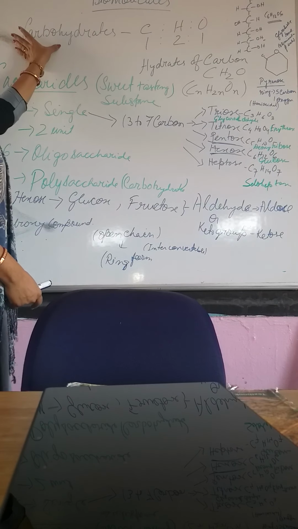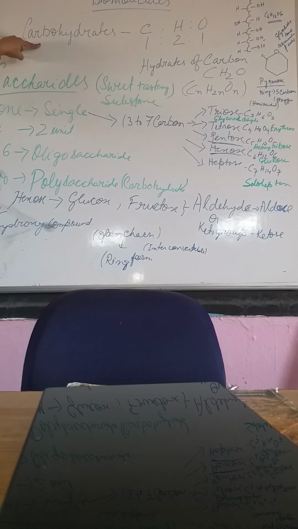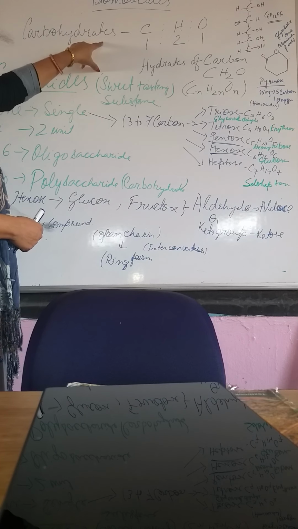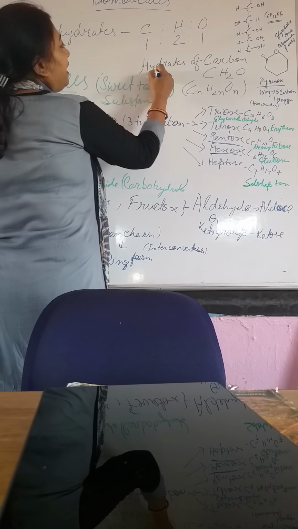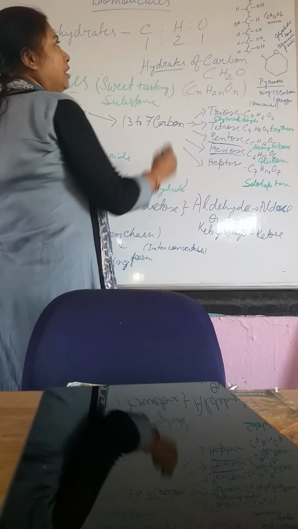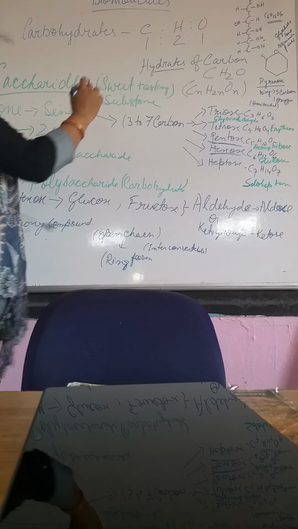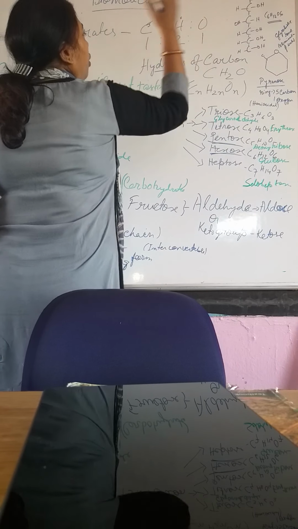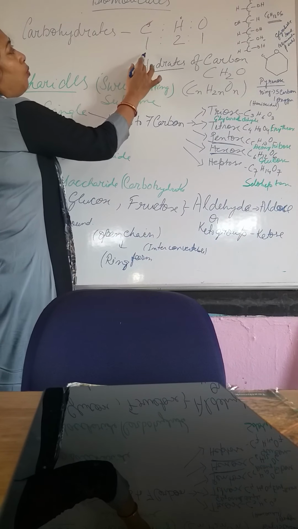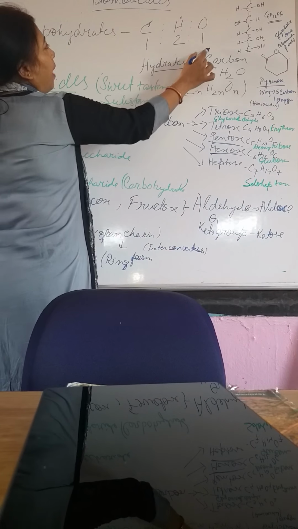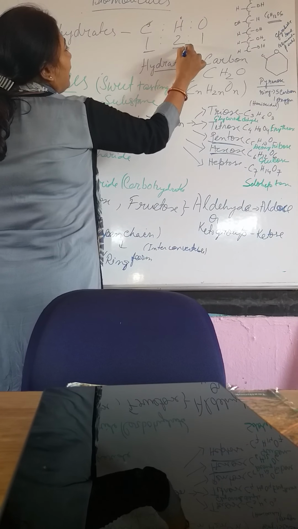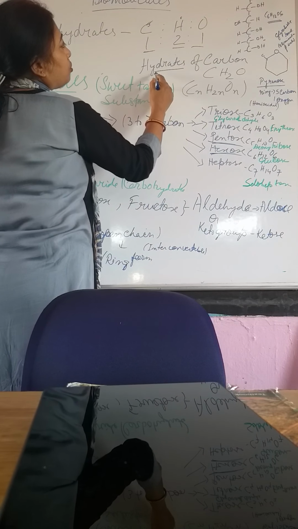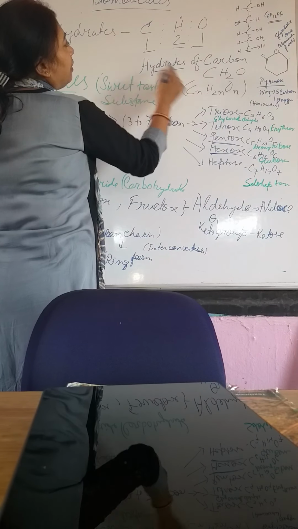Now the word carbohydrate, carbon and hydrate, what does that mean? These are basically hydrates of carbon. That means it constitutes carbon, hydrogen and oxygen, in the ratio of 1:2:1. So 1:2:1 is the basic ratio in carbohydrates, that can also be known as hydrates of carbon.